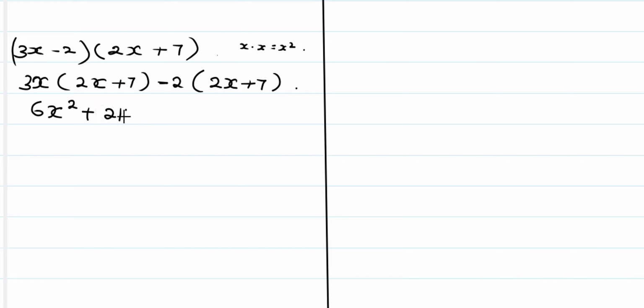Then minus 2 multiplied by 2x, which is 4x, and minus 2 multiplied by 7, which is minus 14. Then, since we have 6x squared, plus 21x minus 4x is 17x, then minus this 14 here. And that becomes the solution for this question.